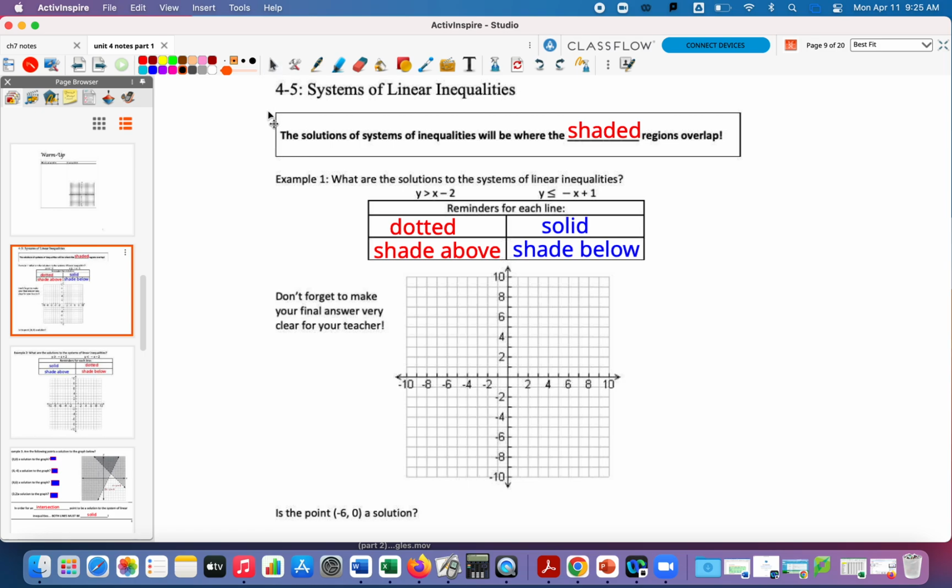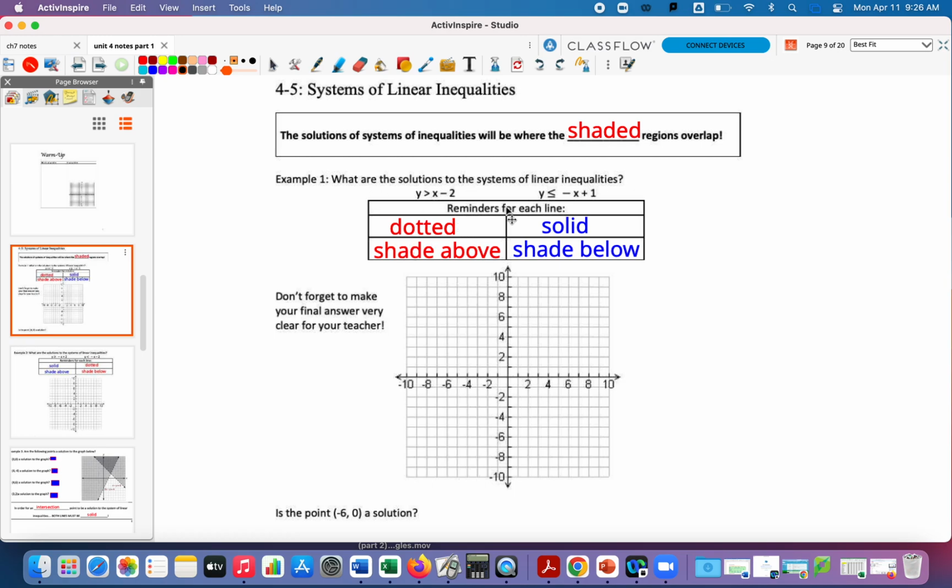All right, in 4-5, we're going to be doing a system of linear inequalities. First up, what we're really doing here is graphing more than one inequality at the same time, and we're just going to see where the shaded regions overlap, and that's going to be our overall solution set. So when you graph these, you might want to give yourself little reminders. There's not always going to be a little box provided, but just write off to the side some little details.